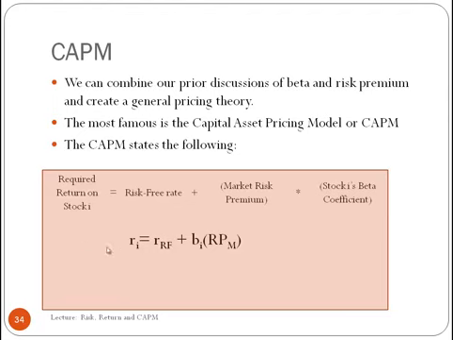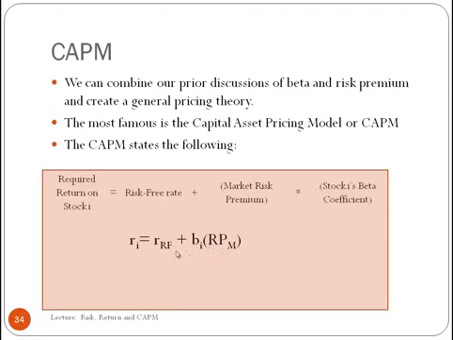In symbols, we write it like this. The return of the i-th stock is equal to the risk-free rate plus the beta of the stock times the risk premium of the market.